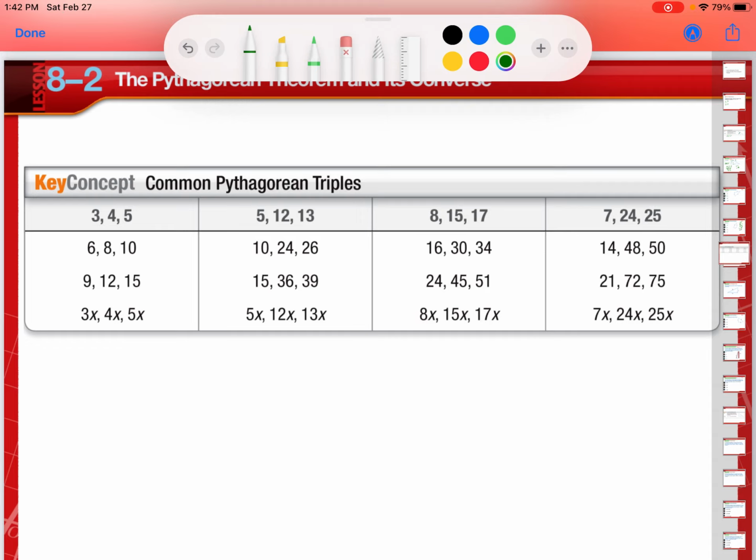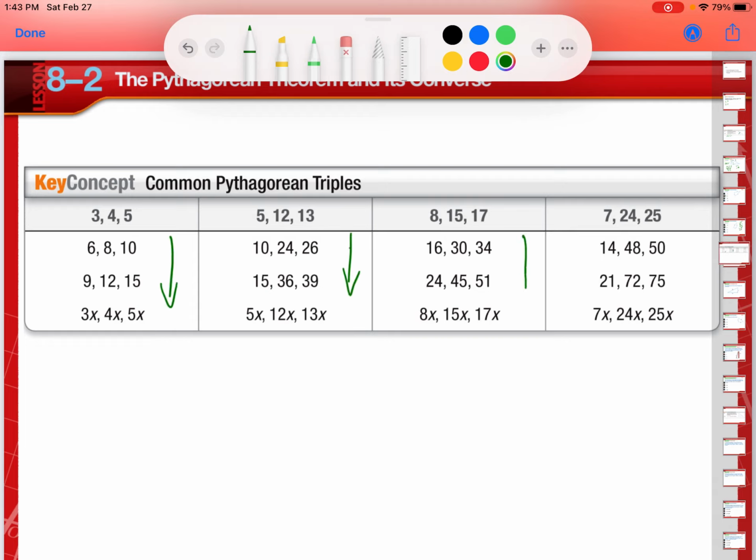Okay, Pythagorean triples. These are sets of 3 integers that satisfy the Pythagorean theorem. So there are essentially 4 groups of these, if you will, which is this top grayed out row. And those are kind of the important ones: 3, 4, 5, 5, 12, 13, 8, 15, 17, and 7, 24, 25.